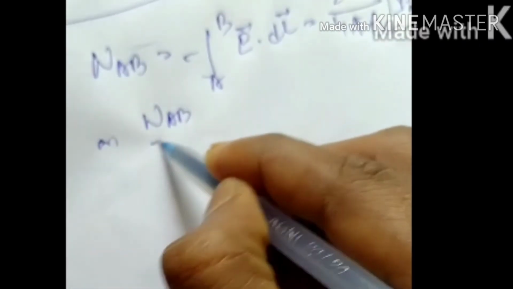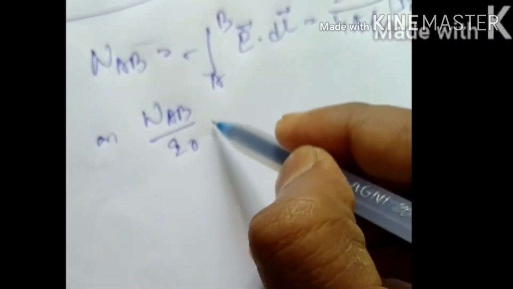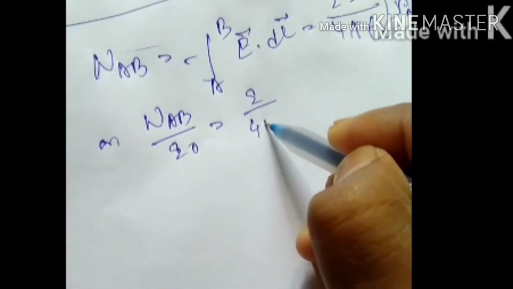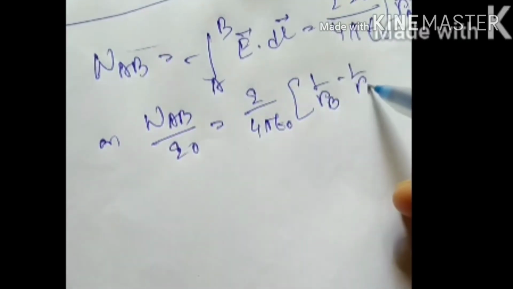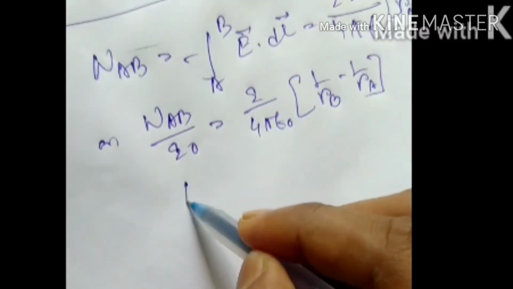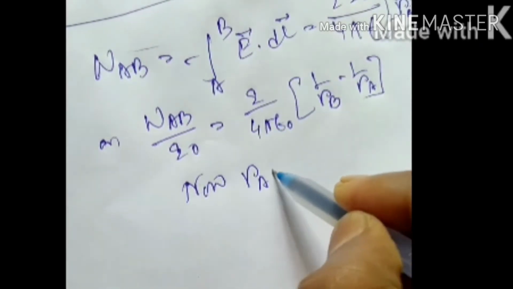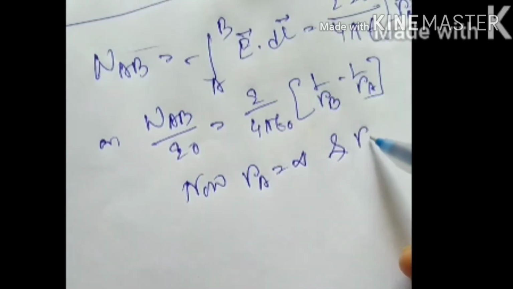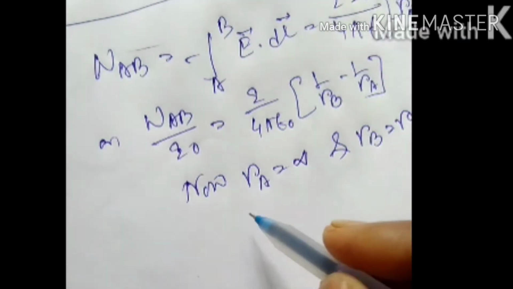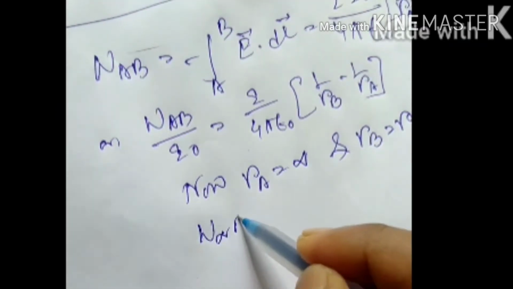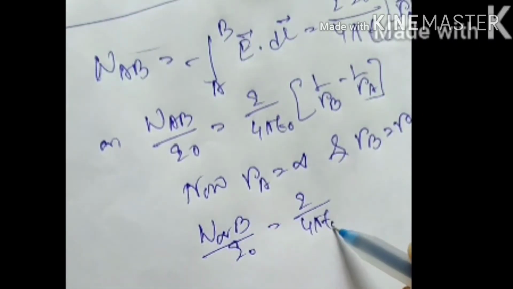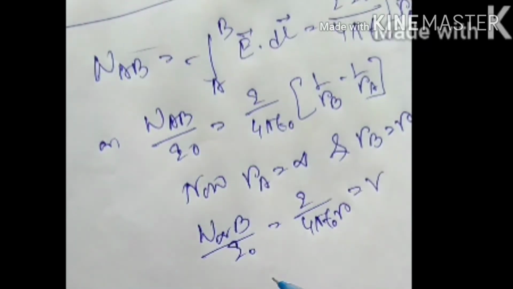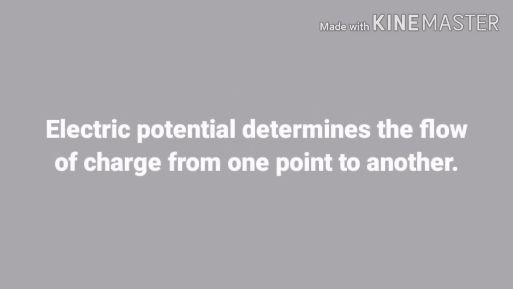According to the definition, R_A is equal to infinity and R_B is equal to R, where R is the distance between the source charge and the point of consideration. So W from infinity to B by Q naught is equal to Q by 4 pi epsilon naught R. This is also equal to V. So we can say V is equal to W by Q naught. The SI unit of electric potential is volt or joule coulomb inverse. We can conclude electric potential is a physical quantity which determines the flow of charge from one body to another.